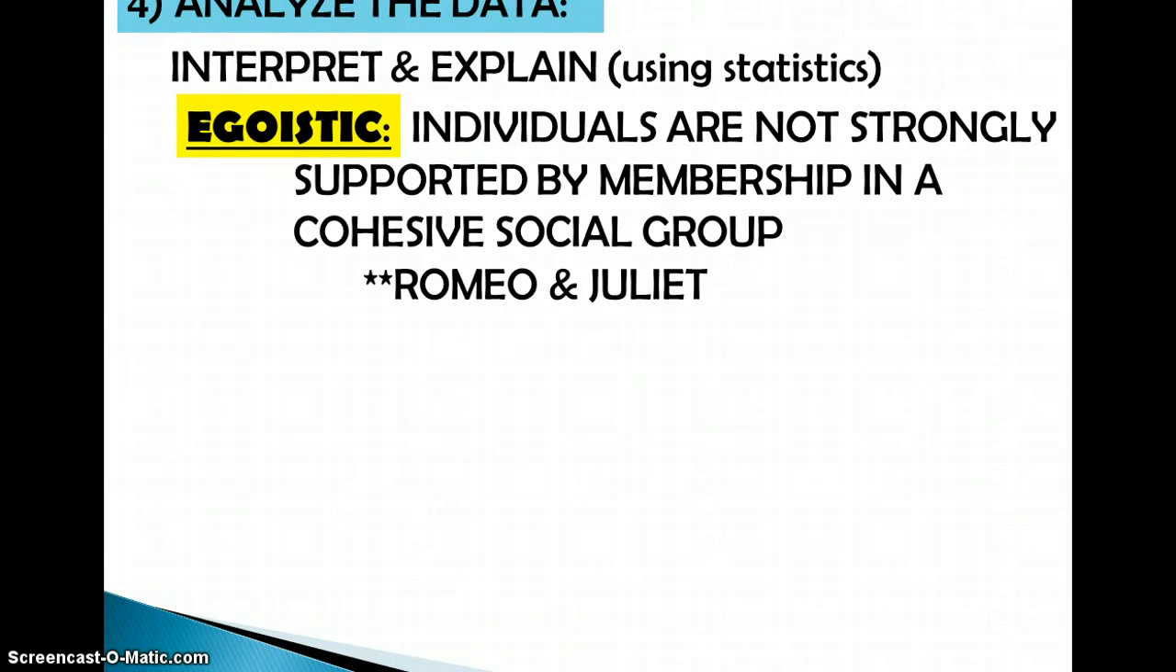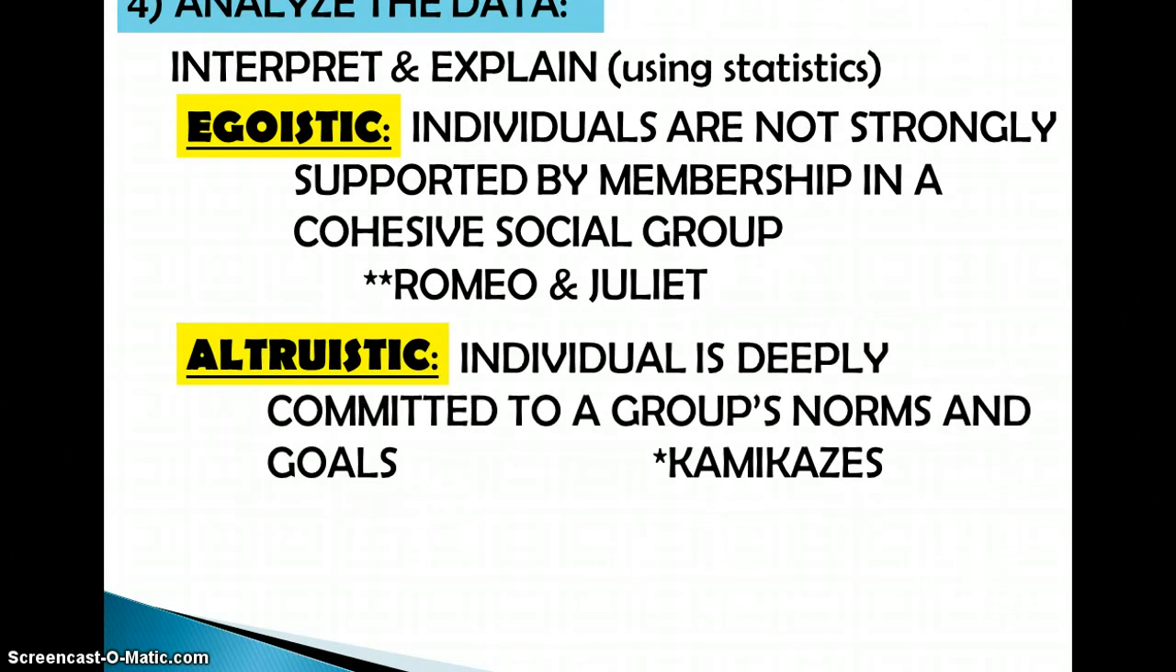When Durkheim analyzed his data, he found out that there were 3 different kinds of suicide. One was egoistic, and egoistic is where individuals do not have a strong bond to a social group. My example of that is Romeo and Juliet. They were not supported by the family unit. Their families didn't support their love and their romance with one another, so therefore they committed suicide.